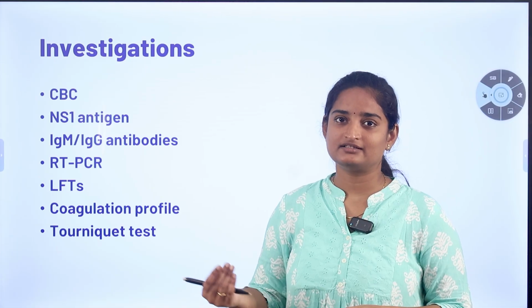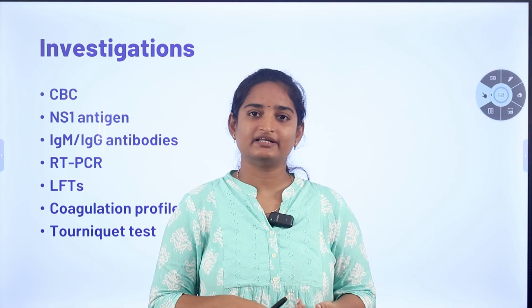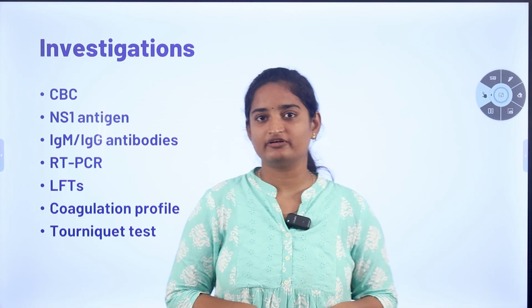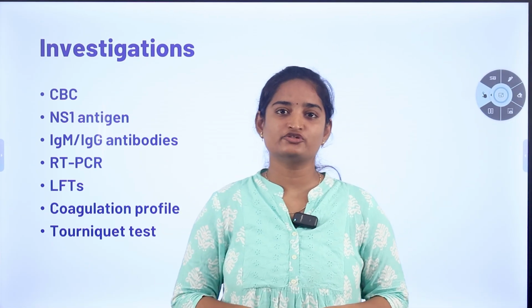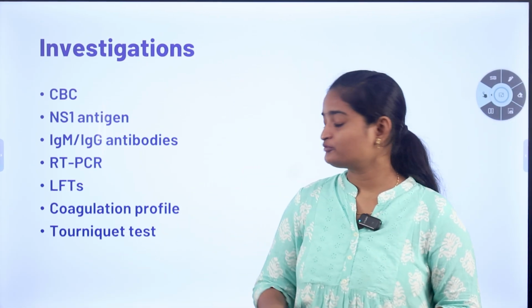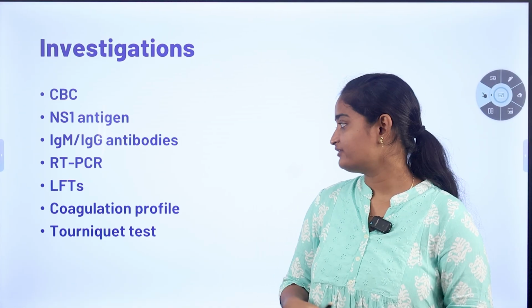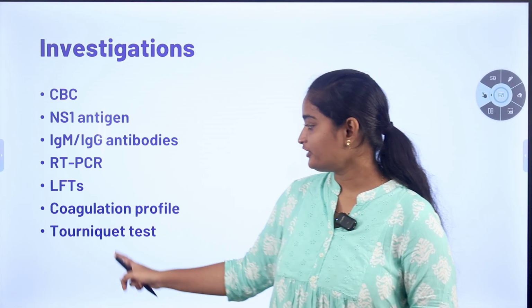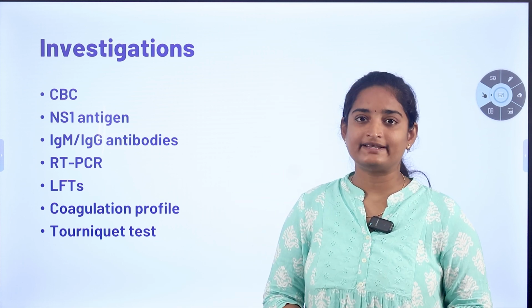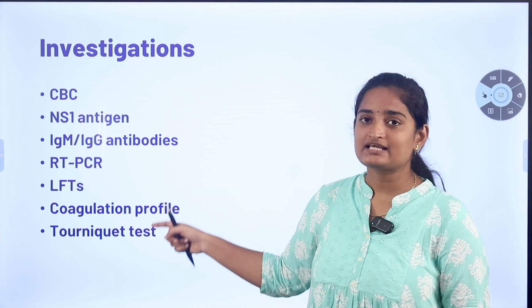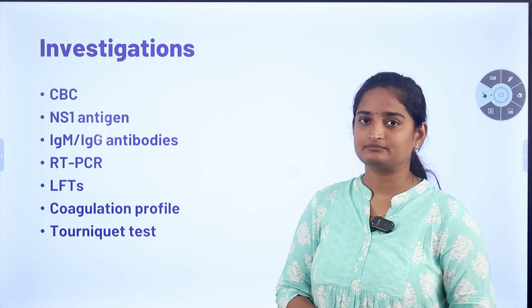Liver function tests are done to detect any involvement of the liver in dengue infection. Usually the liver is the most affected organ in dengue fever. A coagulation profile should be done in cases where there are bleeding tendencies in the body after getting infected with dengue. Next, the tourniquet test. The tourniquet test is a simple bedside test to detect any fragility in the blood vessels. These are the investigations done for dengue fever.